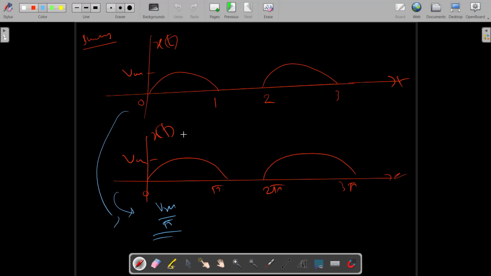So therefore, this is the half-wave rectifier output. The half-wave rectifier output average value is going to be Vm by pi.